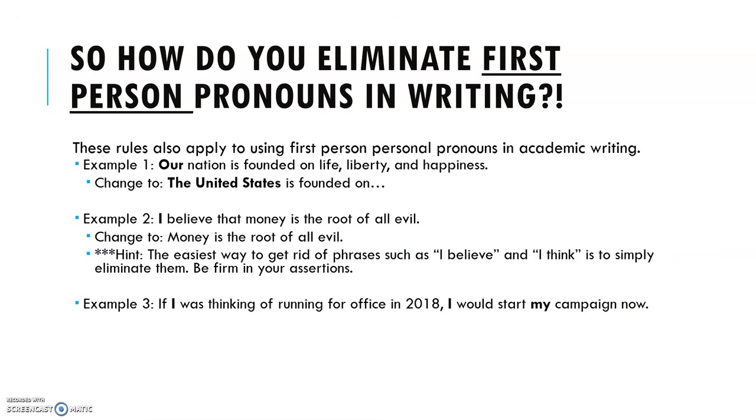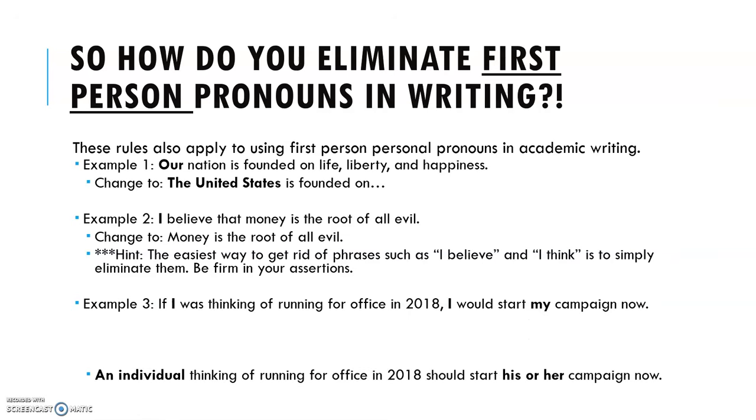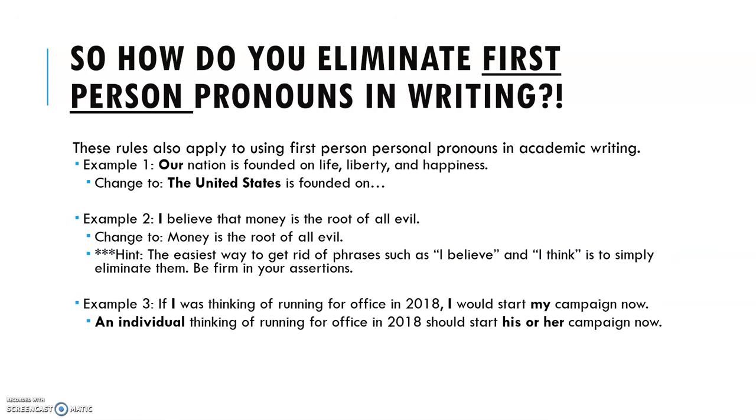Here's another example. "If I was thinking of running for office in 2018, I would start my campaign right now." Replace that and put it in third person. If you're being vague and you're talking about anyone, you can definitely put that in writing. An individual thinking of running for office in 2018 should start his or her campaign now. Obviously, 2018 is long gone, but you get the idea.